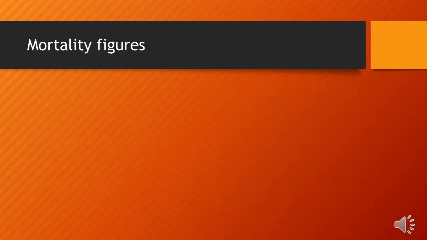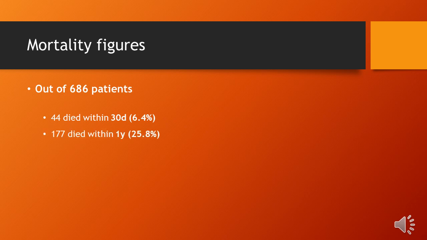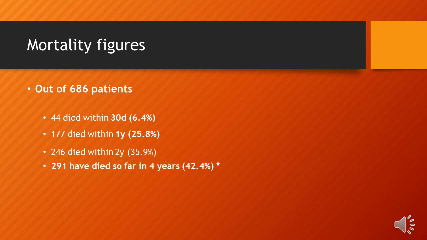Now for the headline news. Out of our 686 patients, 44 died within 30 days, i.e. 6.4% mortality. Nearly 26% died within a year, 36% died within 2 years, and so far 42.4% of patients have died at the last virtual follow-up in January 2020. The average age at death was 87 years.